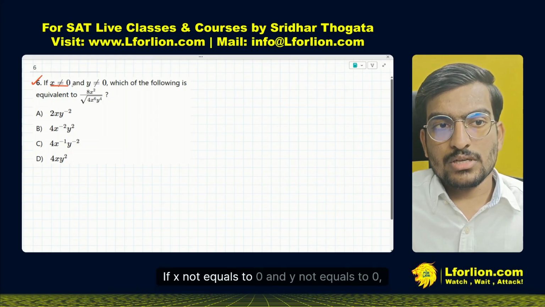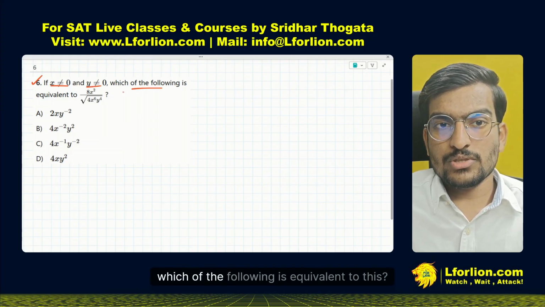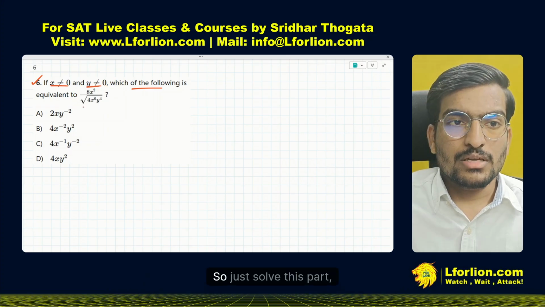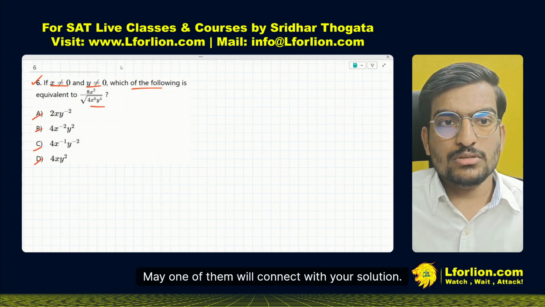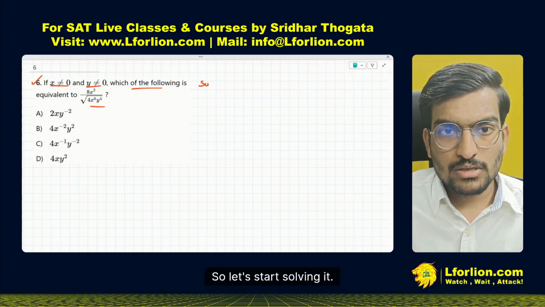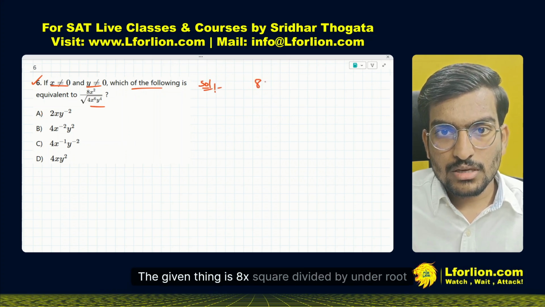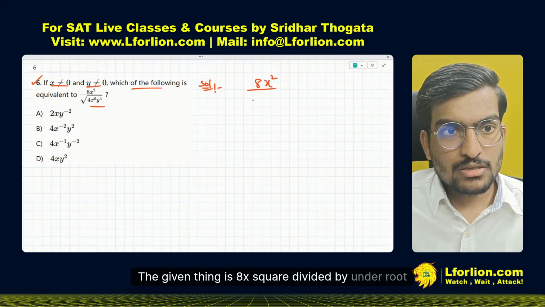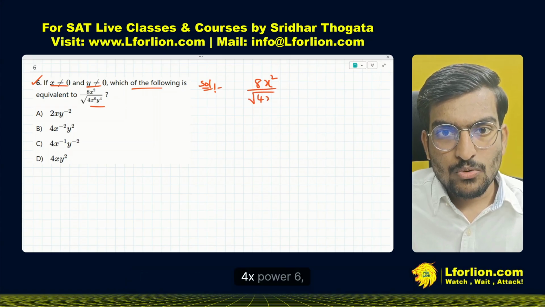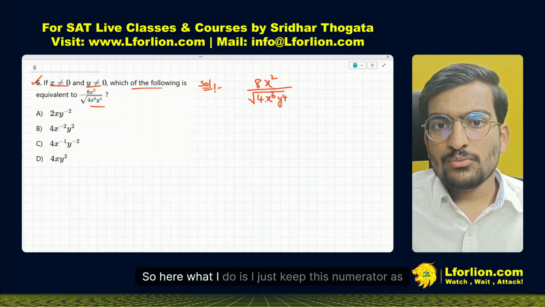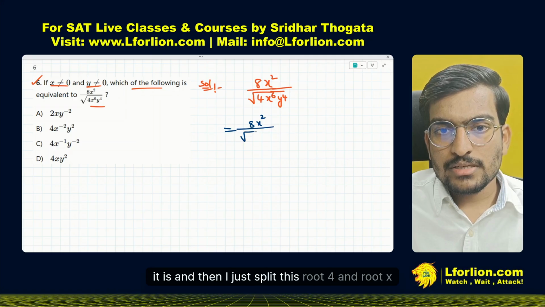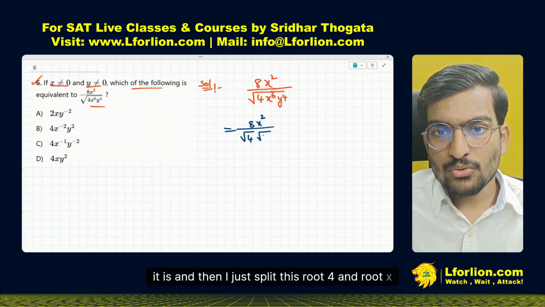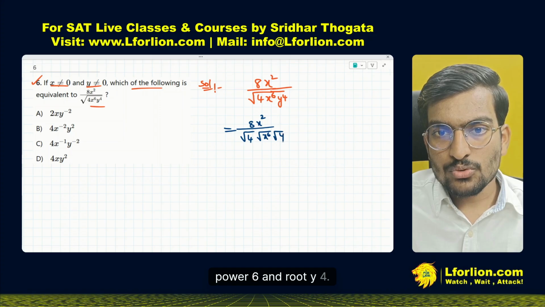Question 6. If x not equal to 0 and y not equal to 0, which of the following is equivalent to this? So we just solve this part. Maybe one of the options will match your solution. Let's start solving it. The given thing is 8x square divided by the square root of 4x power 6 y power 4. I keep the numerator as it is, and split the denominator into root 4, root x power 6 and root y power 4.